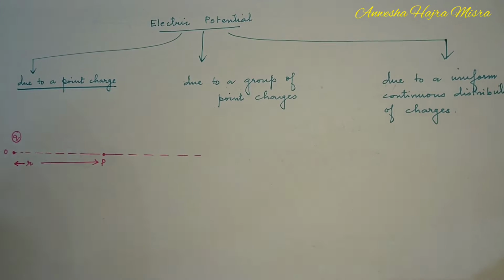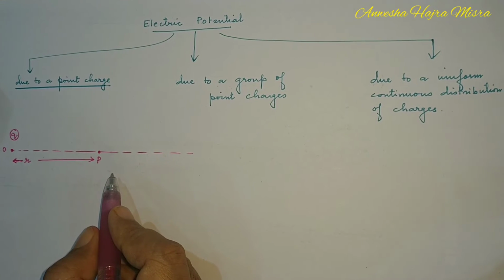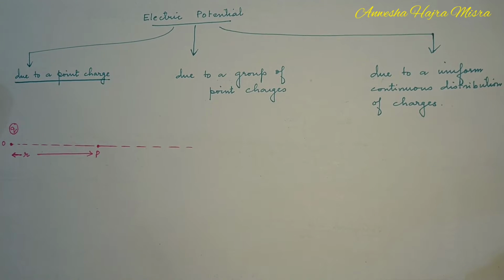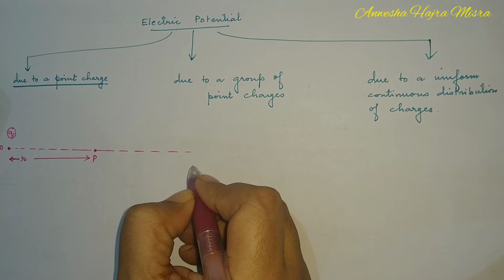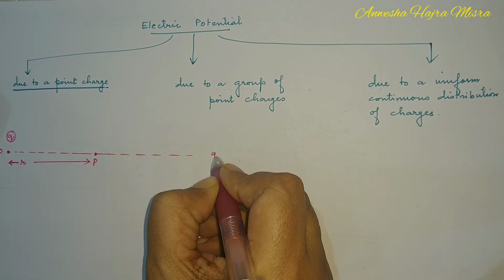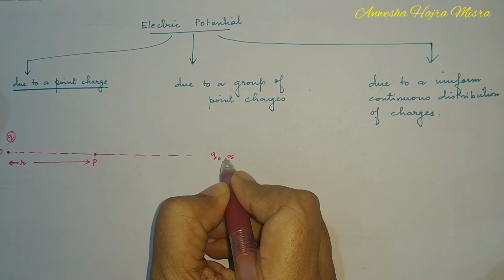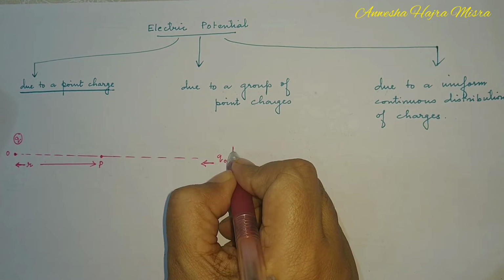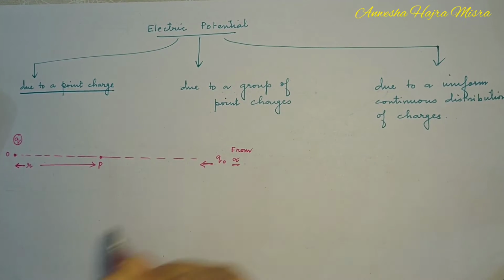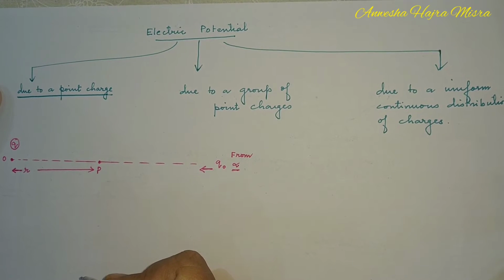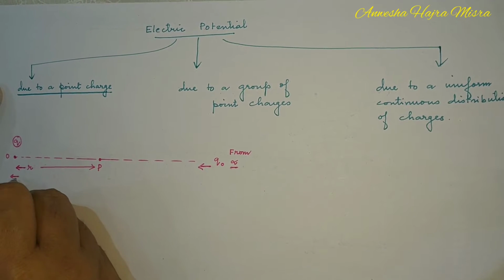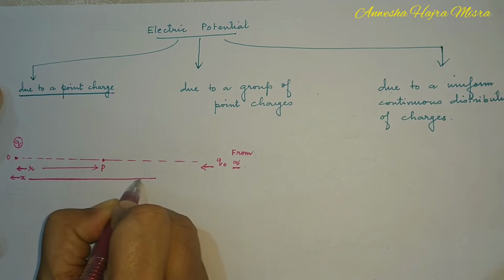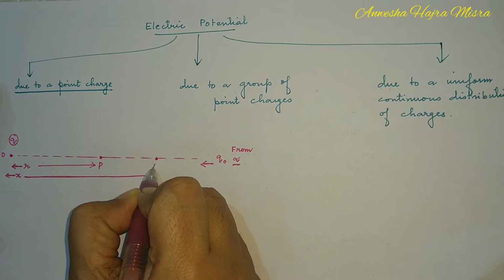Now, potential at any point is the work done in bringing +1 coulomb charge from infinity to that point. Now let me first bring a Q0 charge from infinity. When the charge is at a distance x, say this is a point A.